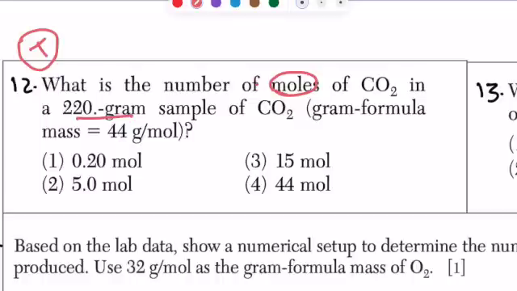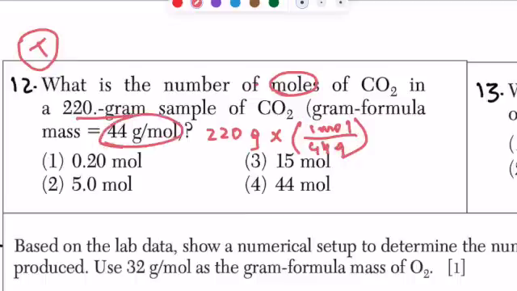Or you can simply do the dimensional analysis. So if you have a 220 gram sample and you multiply this by the molar mass or the gram formula mass, we know that 1 mole of this substance has 44 grams. That is what this tells us. So that is just 220 divided by 44. That gives you about 5 moles. So here's your answer.